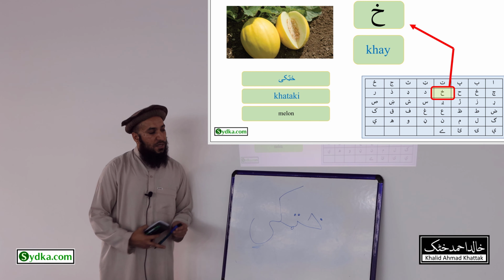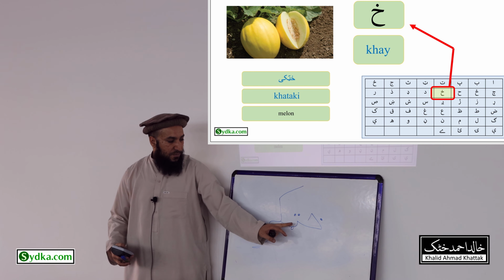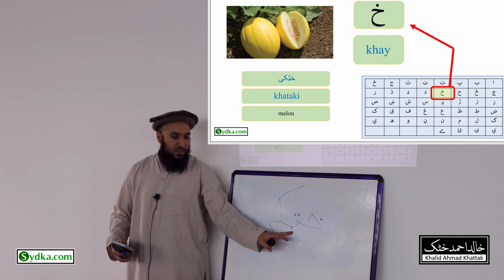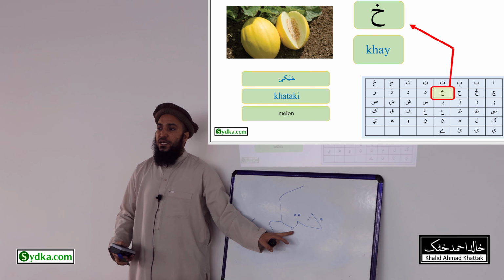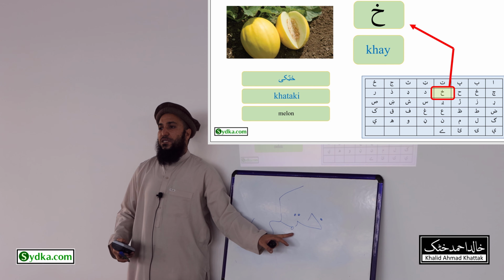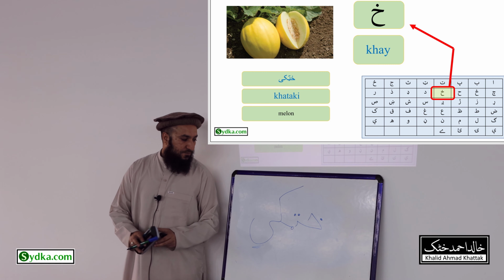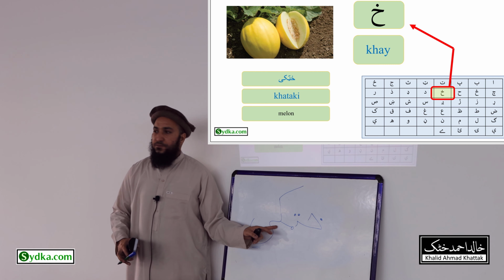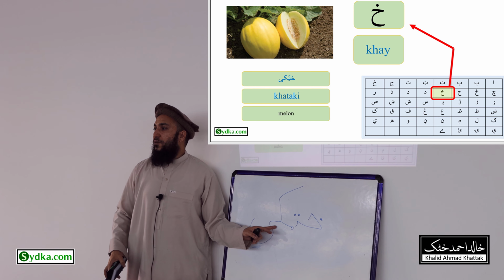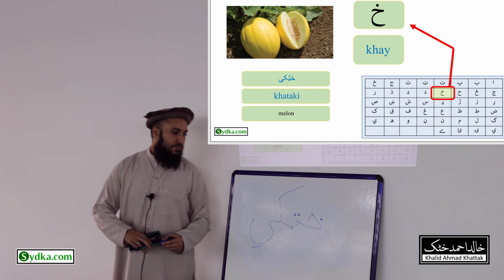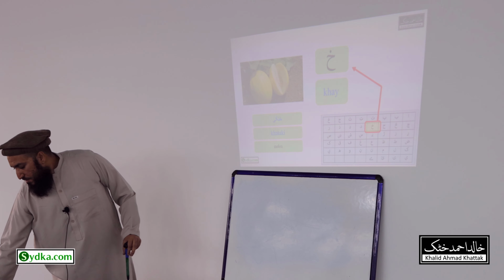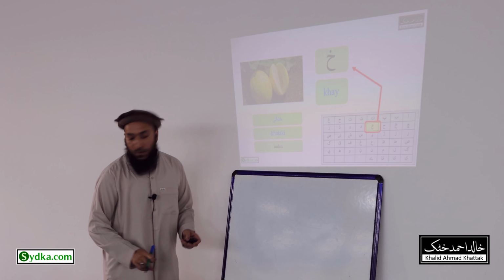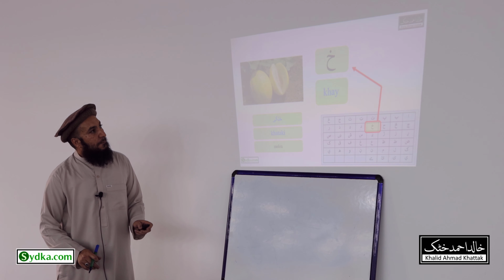So that's khe. Now the question is, how to pronounce this letter? Te. Is it connector or non-connector? Connector, good. And this one? Kaf. Is it connector or non-connector? Good. Okay, we've got 5 minutes left, so let's see how many words we can do. Next one.